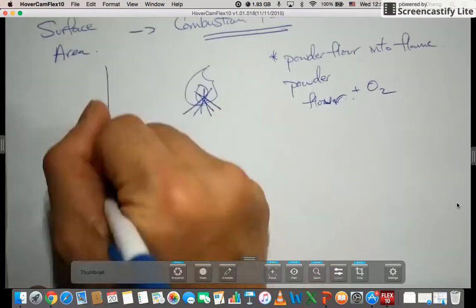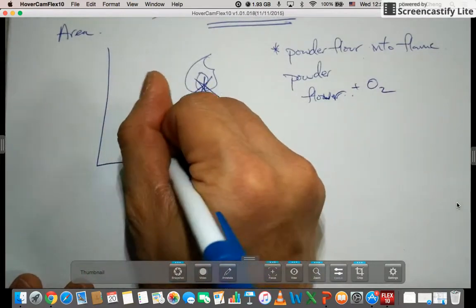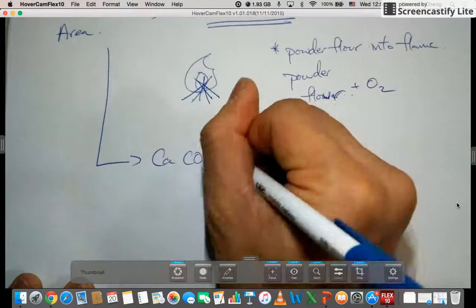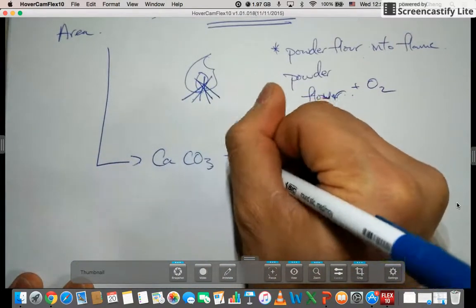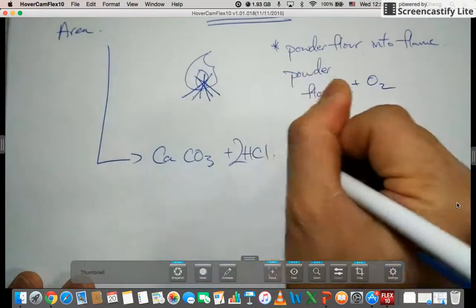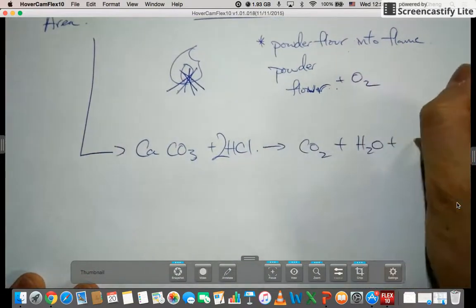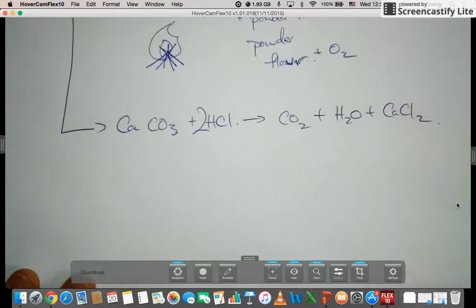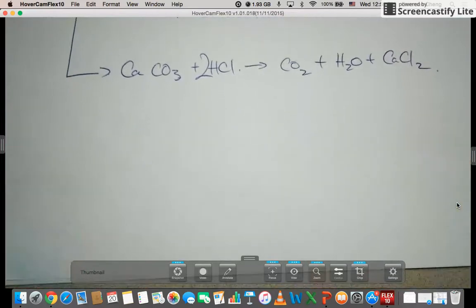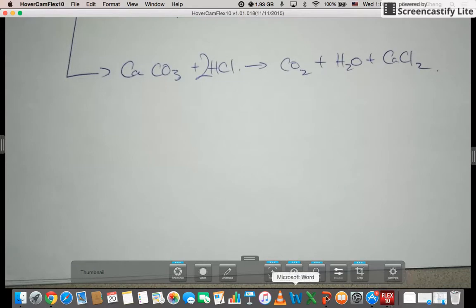Another one that I'm going to talk about is this. You have seen this reaction before. CaCO3, calcium carbonate, and HCl, hydrochloric acid. Now, when you see this reaction, it forms carbon dioxide gas as well as water and calcium chloride. You have seen this reaction back before Christmas time, okay? And at this point, I am going to show you a demo just to remind you what happened.